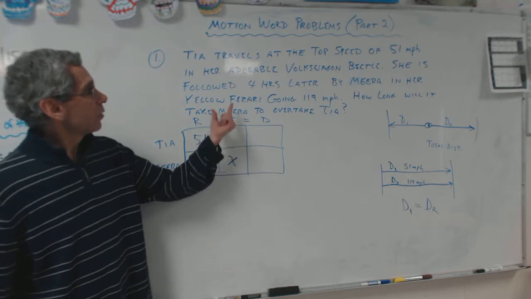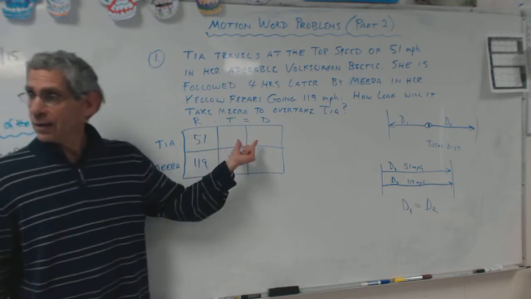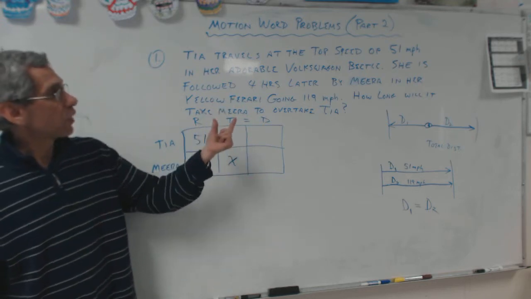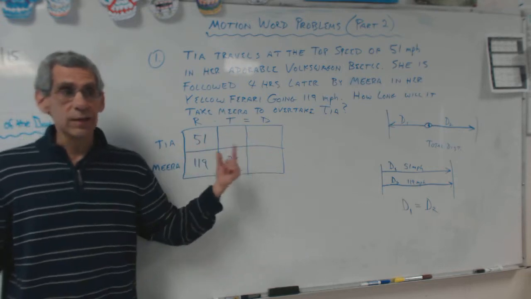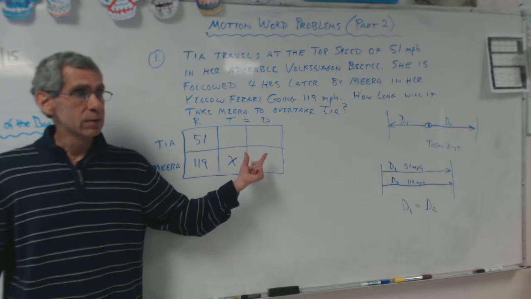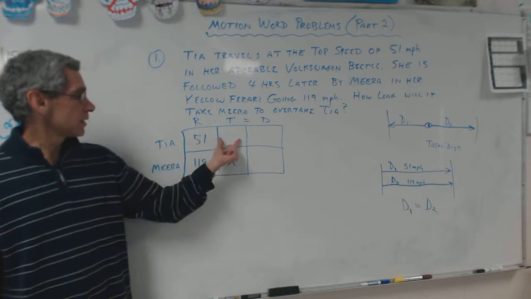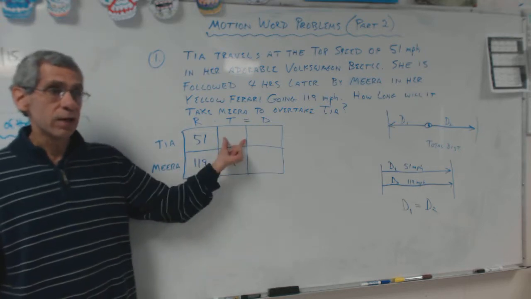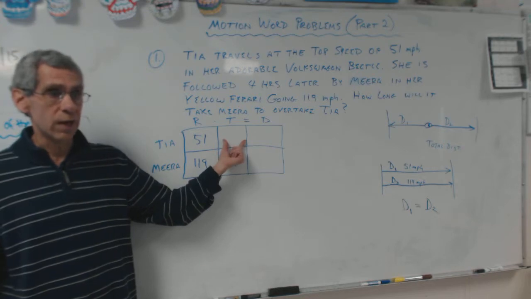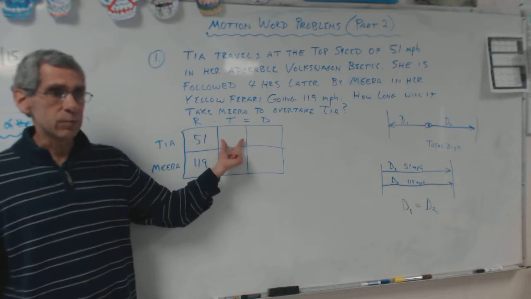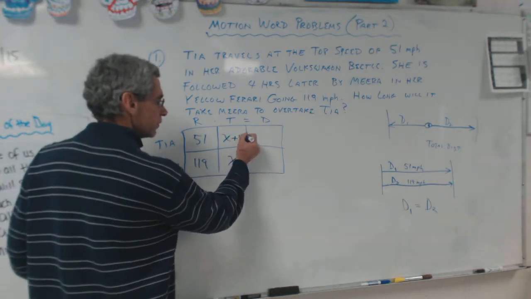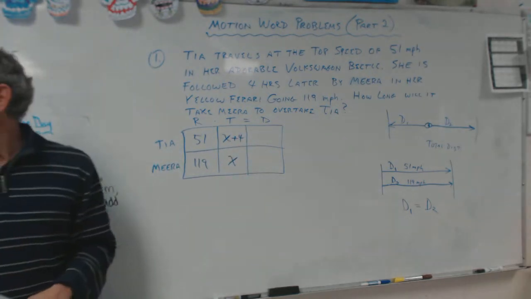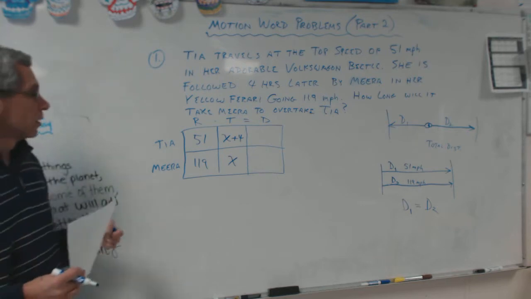Wouldn't you agree with me that if Mira left 4 hours later, that means during those 4 hours that Mira didn't leave, Tia's still driving, right? So Tia's time is Mira's time plus that initial 4 hours that she was driving. So it'd be X plus 4 for Tia. You get that, guys? Fist of 5. I just want to know if you're really with me. Does that make sense? All right.